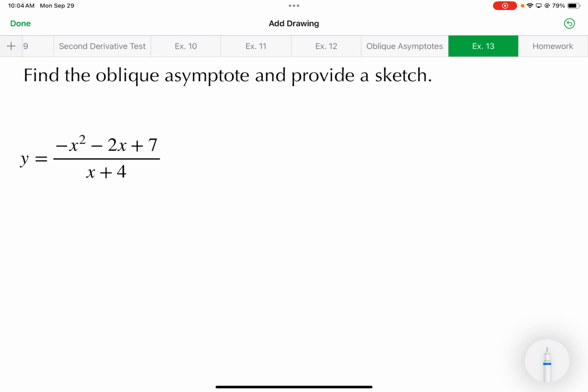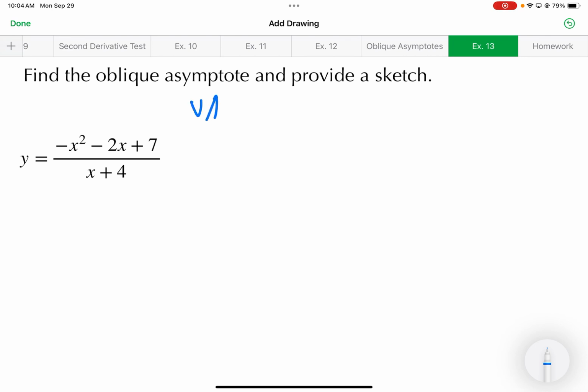All right, so it says find the oblique asymptote and provide a sketch. I'm not going to make you guys do all the things, but I do at least want to find what the asymptote's going to be. And then I want to talk about what the graph could possibly look like. All right, so let's find our vertical asymptote. Let's just run through the whole asymptote question now.